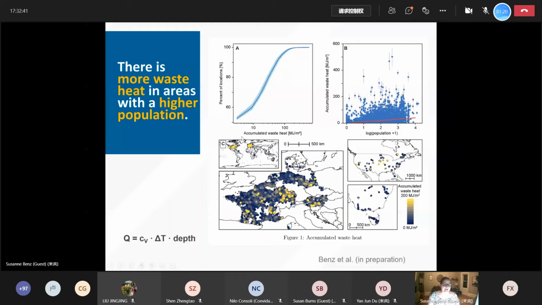And what you're seeing here is a paper that is still very much in preparation, where we are trying to do this globally for about 15,000 wells, primarily in Europe and the United States, and a few of them in Australia, to figure out how much heat is in our underground.